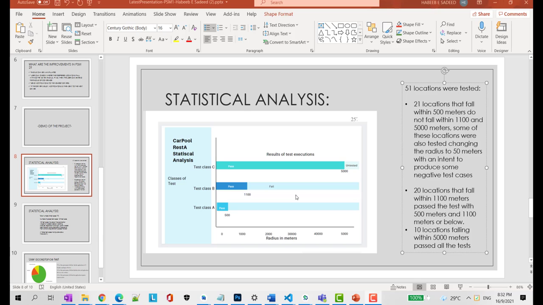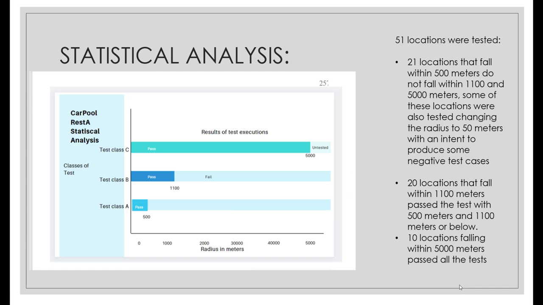So as you can see in the graph, the untested region means that we did not test a radius beyond 5000 meters. That is our untested region here, indicating that the maximum radius we used in our test cases was 5000 meters. In short, the first point deals with test case category A, the second point deals with test case category B, and the third point deals with test case category C. So in this way, we designed our test cases.